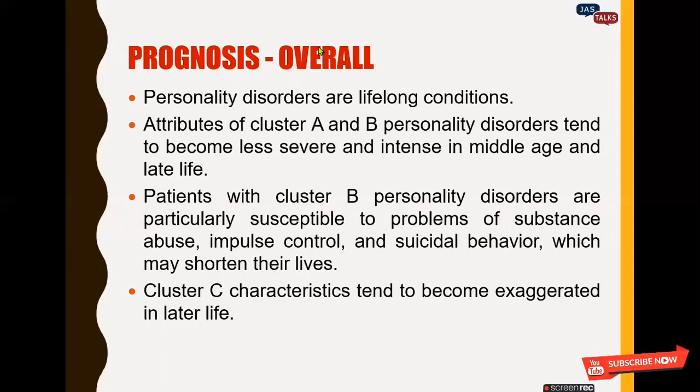Attributes of cluster A and B personality disorders tend to become less severe and intense in middle age and late life. So, during a person's middle age and late life, cluster B personality disorders become less severe and intense. Patients with cluster B personality disorders are particularly susceptible to problems of substance abuse, impulse control, suicidal behavior, which may shorten their lives. Cluster C characteristics tend to be exaggerated in later life. So this is the prognosis of overall personality disorders.